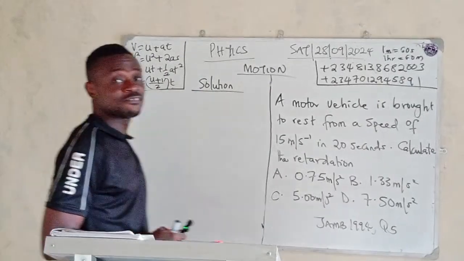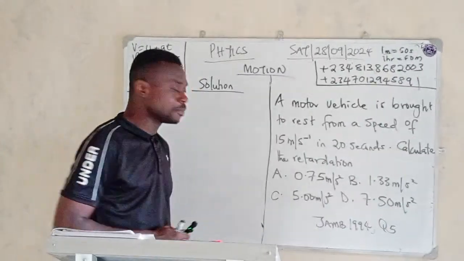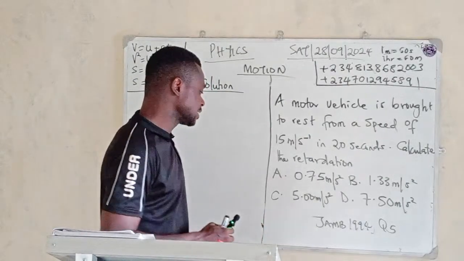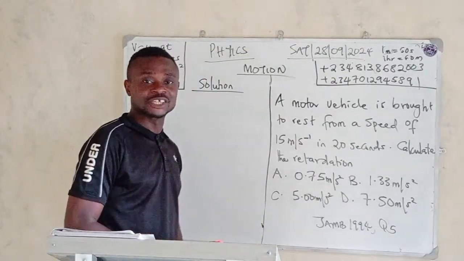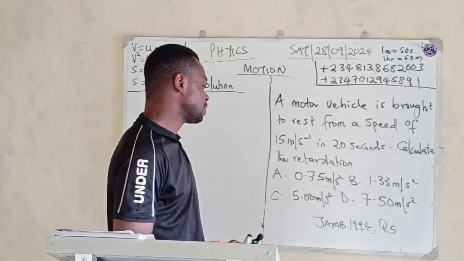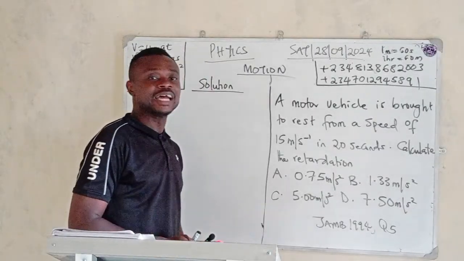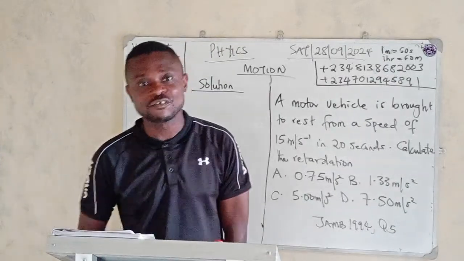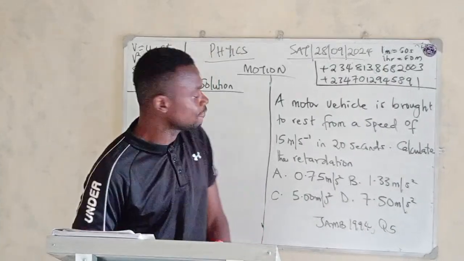A. 0.75 meter per second squared. B. 1.33 meter per second squared. C. 5.00 meter per second squared. D. 7.50 meter per second squared. JAMB 1994 question 5.